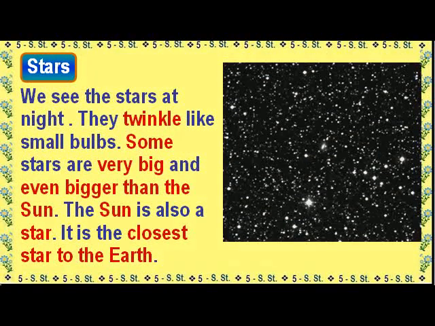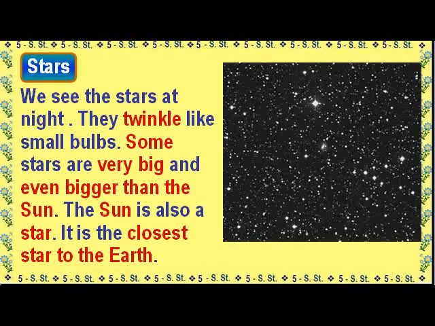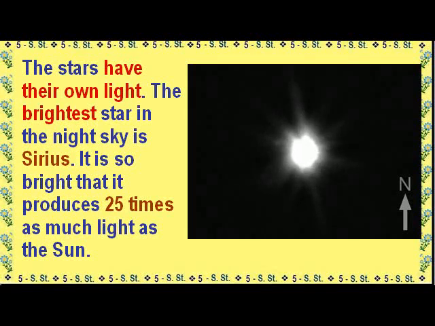Stars. We see the stars at night. They twinkle like small bulbs. Some stars are very big and even bigger than the Sun. The Sun is also a star. It is the closest star to the Earth. The stars have their own light.